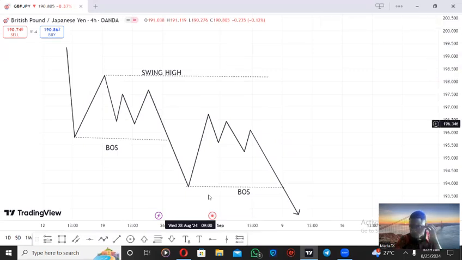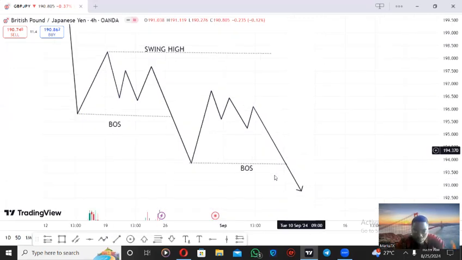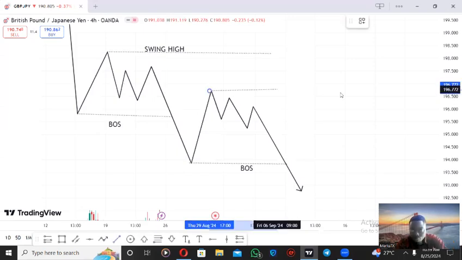All right, so after that, we saw price from here push up, okay, to this high, and then rally down. So my next swing high is this point here.